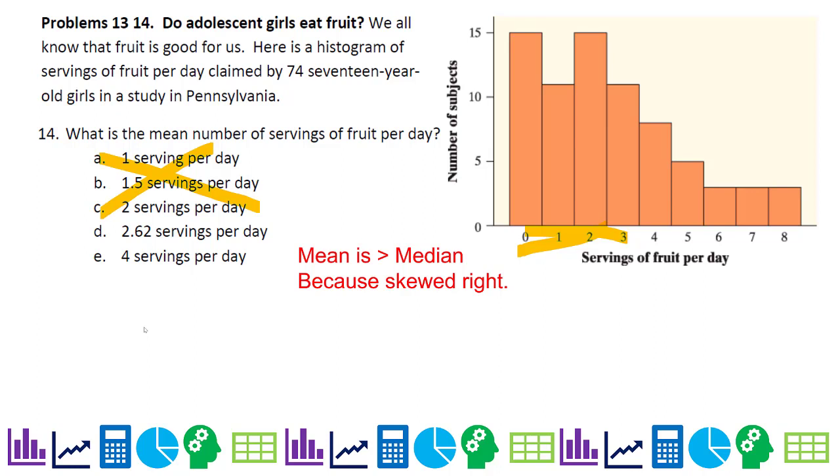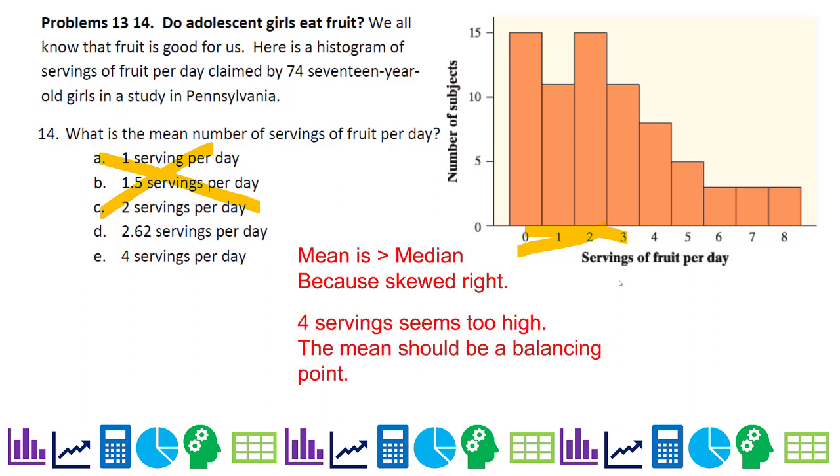Okay, so my choices are 2.62 and 4 servings per day. Now, a mean of 4 servings seems too high. The mean should sort of be a balancing point if I were trying to balance it under here. And I think it's a little higher than 2. Don't think it's all the way to 3, but it could be in there. But 4 definitely would tilt. So I will say the answer is 2.62 servings per day because 4 seems just a touch high.